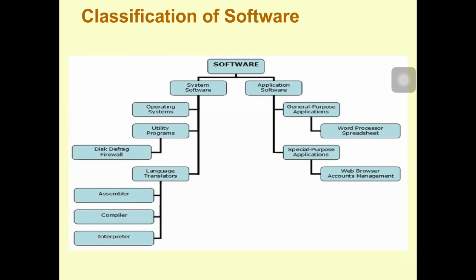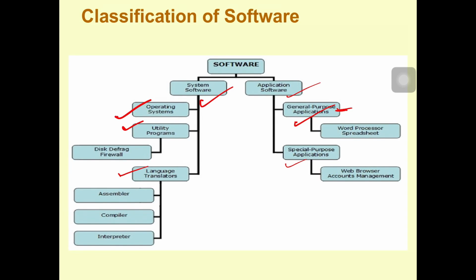Now, software. I have already told you that software is classified. Software is the non-tangible part of the computer, and it is classified into system software and application software. System software is software necessary for running the computer. First is operating system, second is utility program, third is language processor or language translator. Now, application software is not necessary for running the computer. There are two types of application software: first is general purpose application software, and second is special purpose application software.